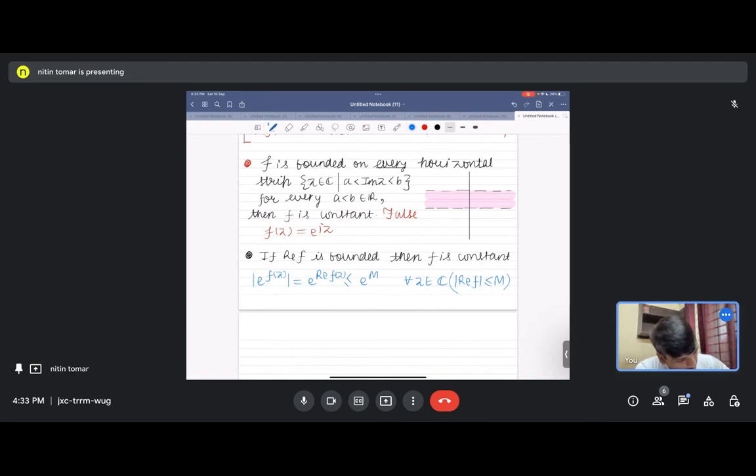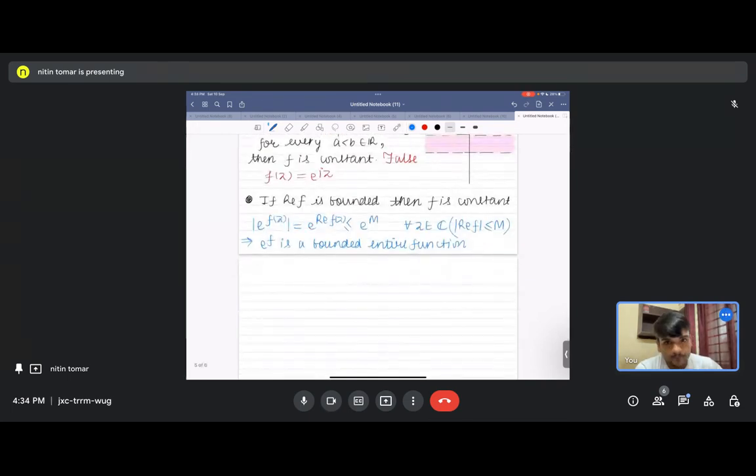So what does it imply? e^f is a bounded entire function. Yes or no? Yes. So can I say e^f is constant? By Liouville's theorem, exactly. So then f will be constant also, right?